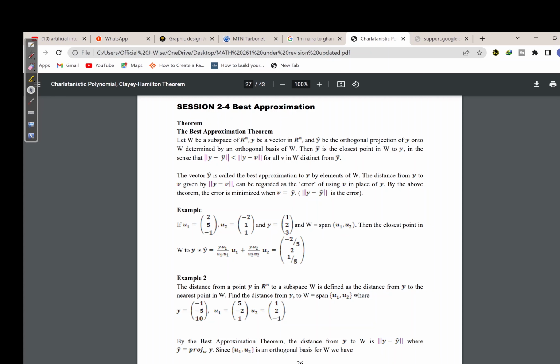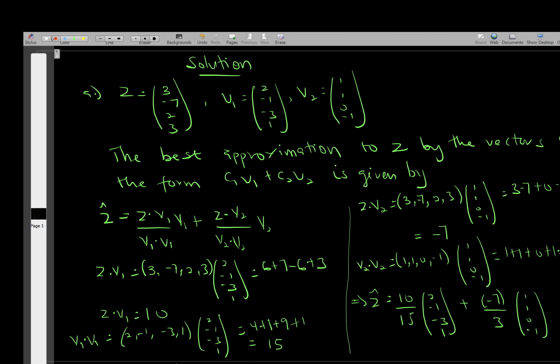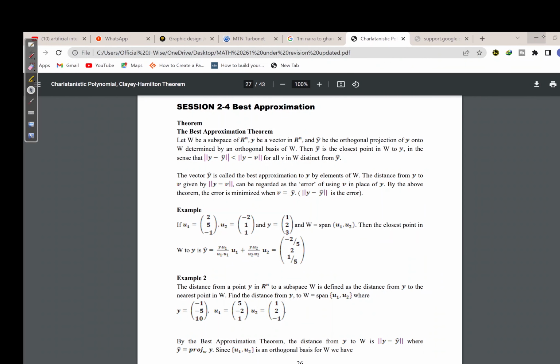When you have W be a subspace of finite dimension, and y be a vector also of finite dimension, then y hat is the orthogonal projection of y onto W, where W is a subspace and is determined by the orthogonal basis of W. Then we say that y hat is the closest point in W to y, in the sense that the distance between y and the closest point in W, which is y hat, is less than the distance from y to any other vector in the subspace W.